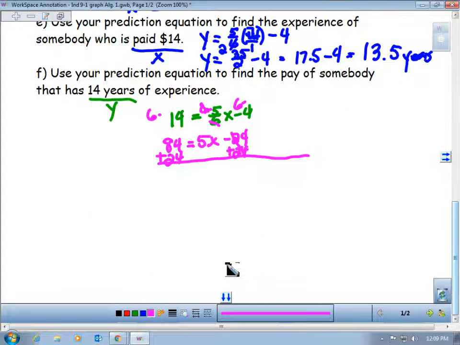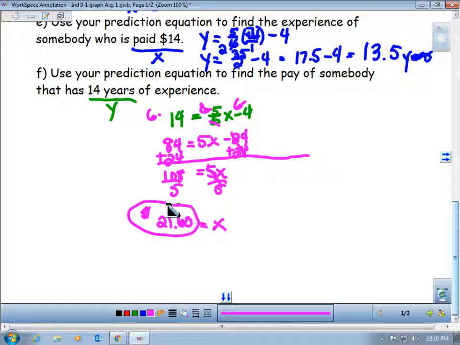Okay, so we're going to get 5x equals, what is that, 108. We're going to divide by 5. And in this case, it would be 21.6. So $21.60 per hour would be what you would expect their hourly rate to be for 14 years of experience.